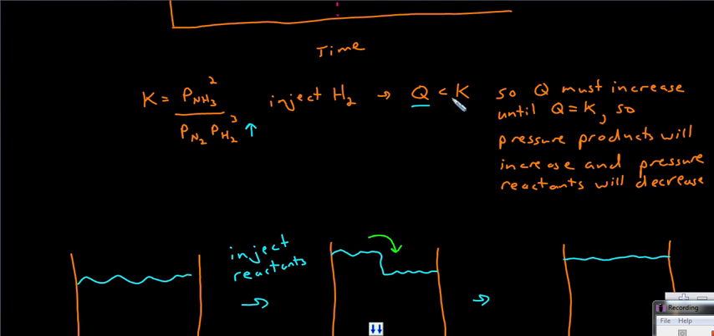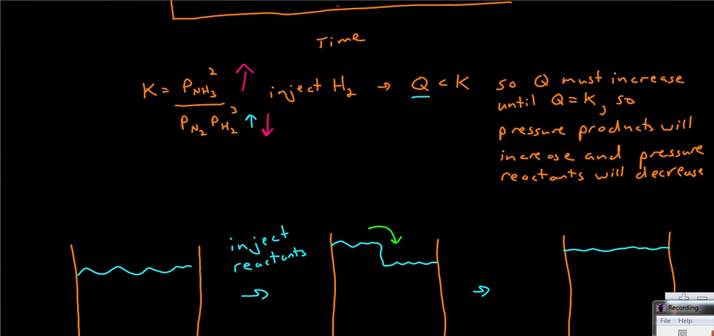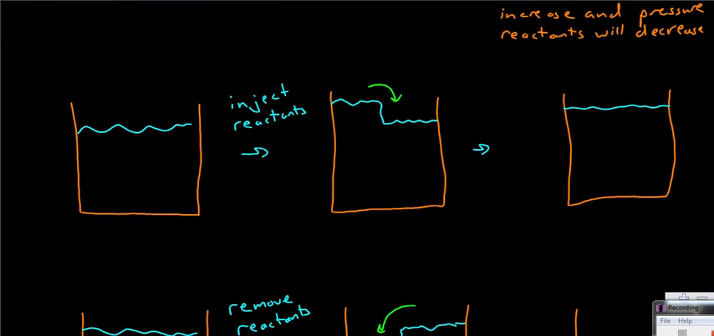Now, we know that the system will continually adjust until Q is equal to K. And so Q must increase to become equal to K. So in order for Q to increase, the pressures of the products will have to increase, and the pressures of the reactants will have to decrease.